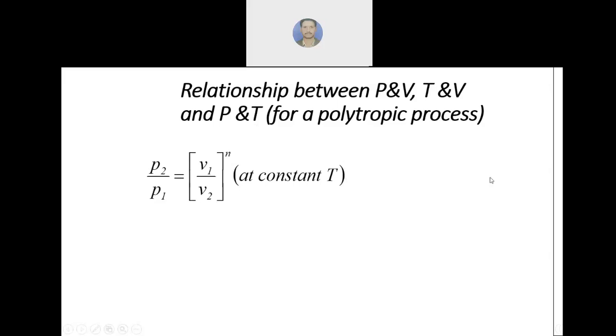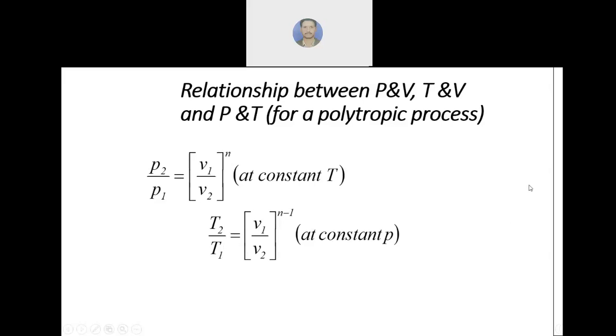Next, keeping any one of the other things constant, either pressure or volume. See, when pressure is constant, you will get this relationship: T2 by T1 equals V1 by V2 power n minus 1.